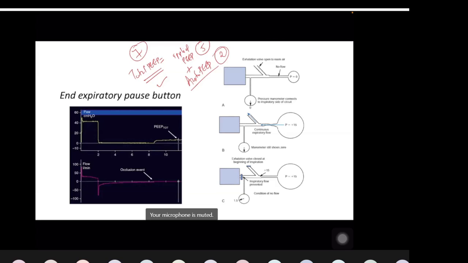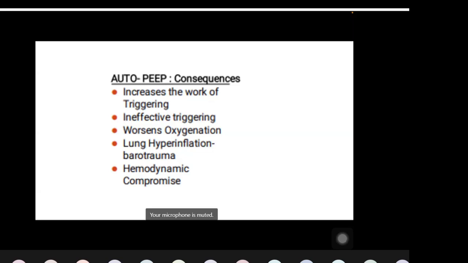So what are the consequences of auto PEEP? One, it increases the work of triggering, which I will explain. It can lead to ineffective triggering, cause barotrauma, hemodynamic compromise, hypotension, and so on. It can even lead to pneumothorax.